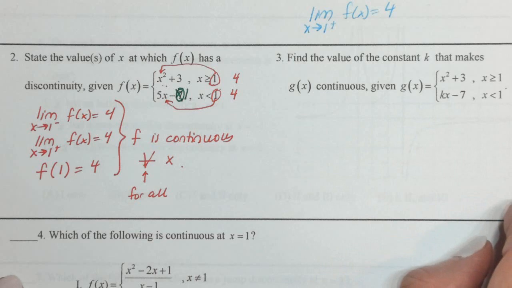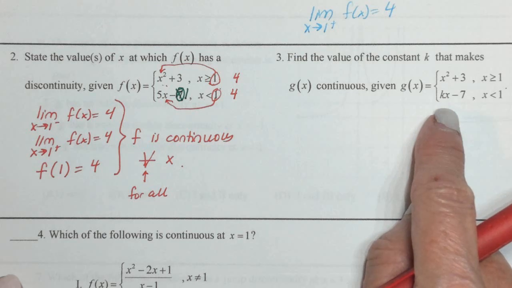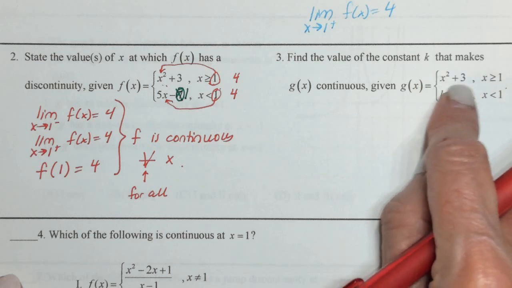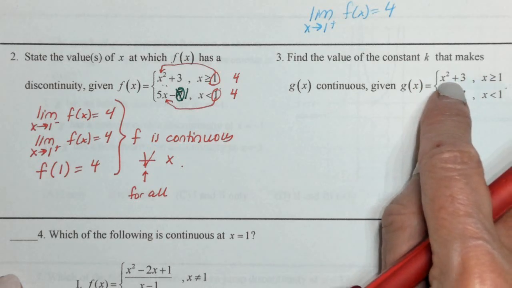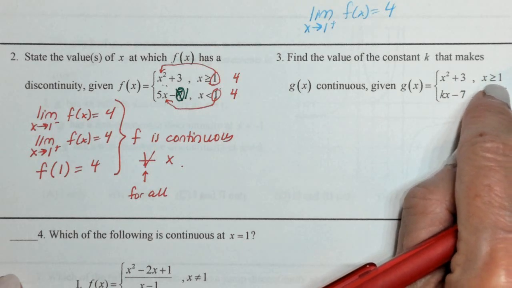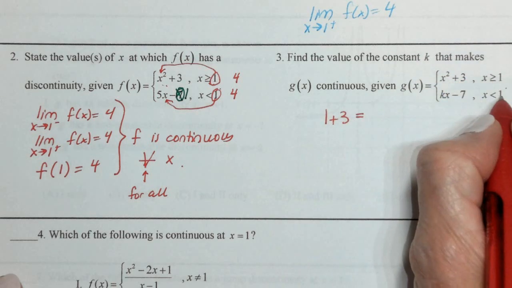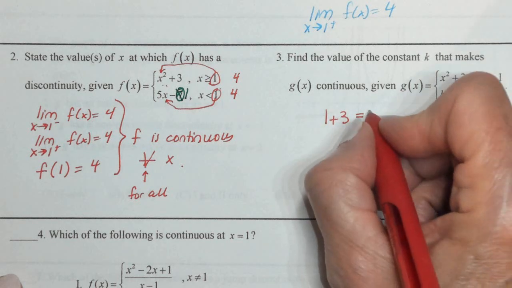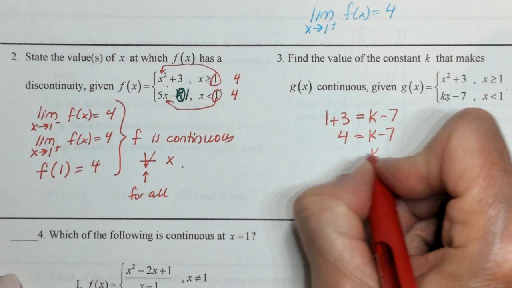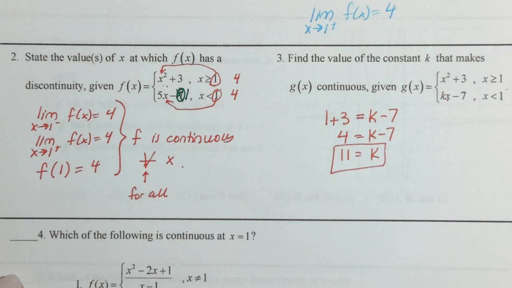All right, number 3. Find the value of the constant k that makes this function continuous. Well, I have a parabola here and a line here. Individually, they are continuous. The only place that they might not be continuous is at 1. I'm going to put 1 in for x, and set it equal to what I get when I put 1 in for this x. I have 4 is equal to k minus 7, so k is equal to 11. That is the value of k that makes g continuous.